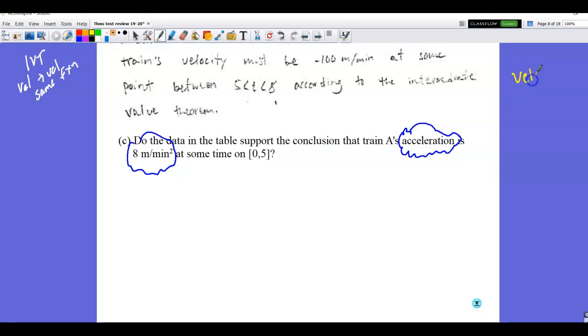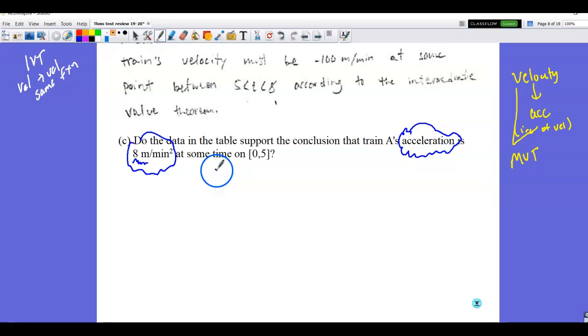So in this case, we're given velocity, but the question is about acceleration, and acceleration is the first derivative of velocity. So acceleration is the instant rate of change of velocity. So what this question is really asking is, is the instant rate of change going to be 8 meters per minute squared at some time on the closed interval 0 to 5? So I'm going to go back up and take a look at the interval from 0 to 5. Since I'm asking about the instant rate of change, then I think we're appealing to the mean value theorem.